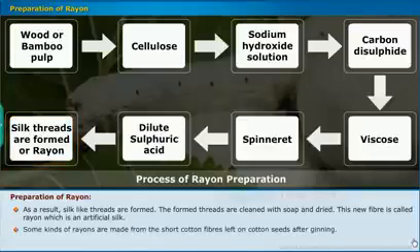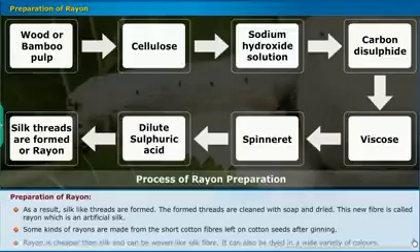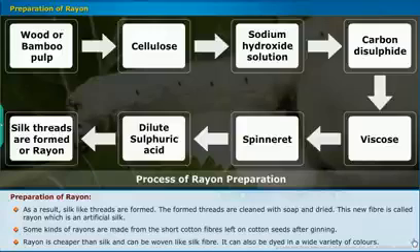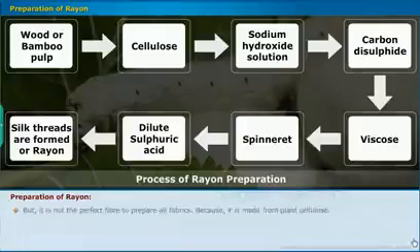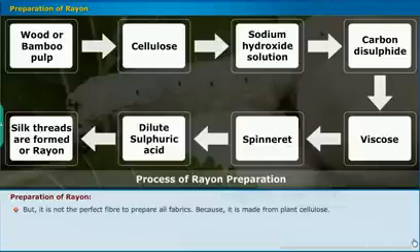Some kinds of rayons are made from short cotton fibers left on cotton seeds after ginning. Rayon is cheaper than silk and can be woven like silk fiber. It can also be dyed in a wide variety of colors. But it is not the perfect fiber to prepare all fabrics, because it is made from plant cellulose.